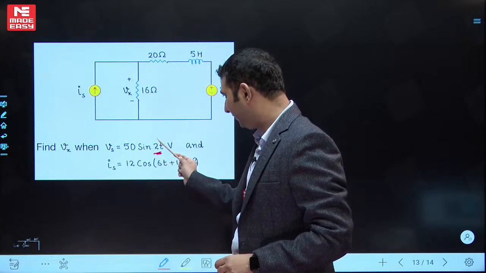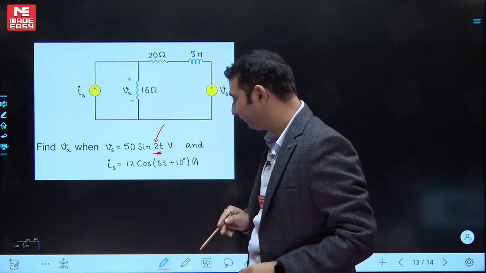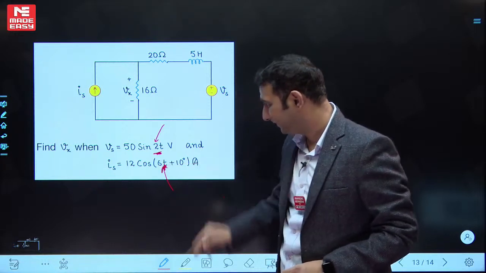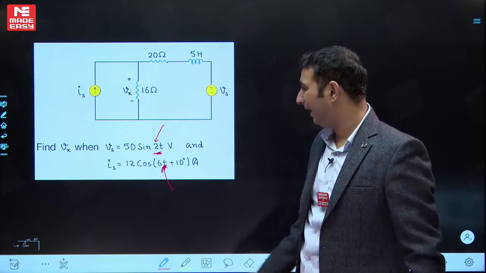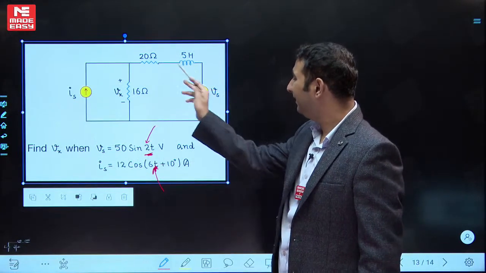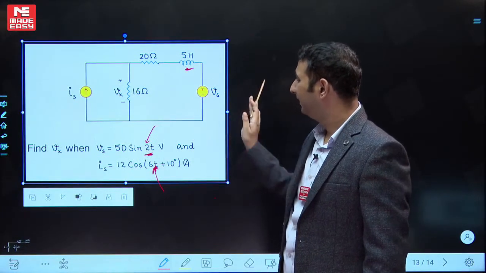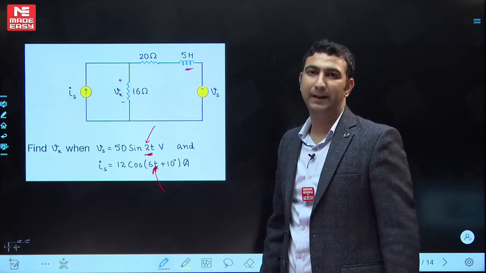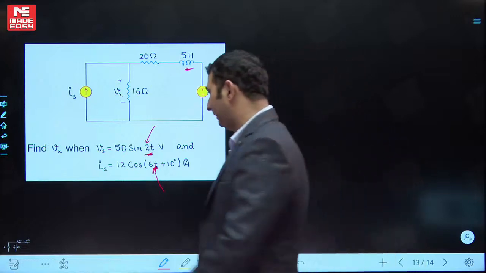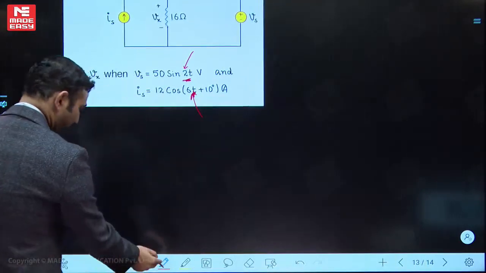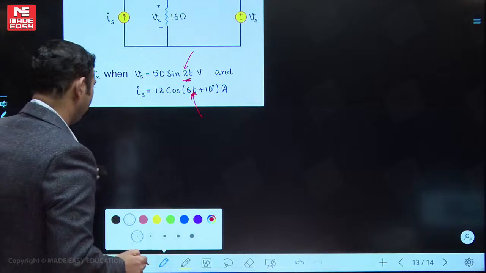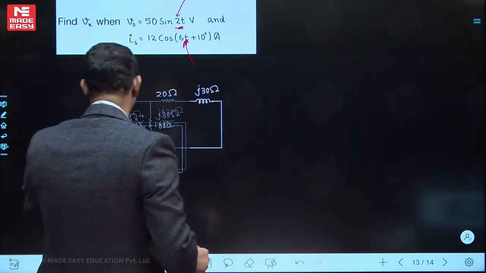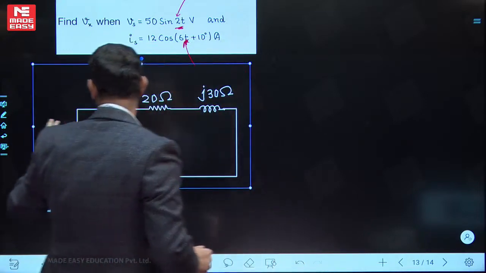In the first case the frequency is 2, and in the second case the frequency is 6. Different frequencies, so at different frequencies the reactance will be different. Therefore, we have to solve the circuit one by one by applying the superposition theorem. So the concept is important, that's it. I'll give you the answer. First let's activate the first source, that is the current source.